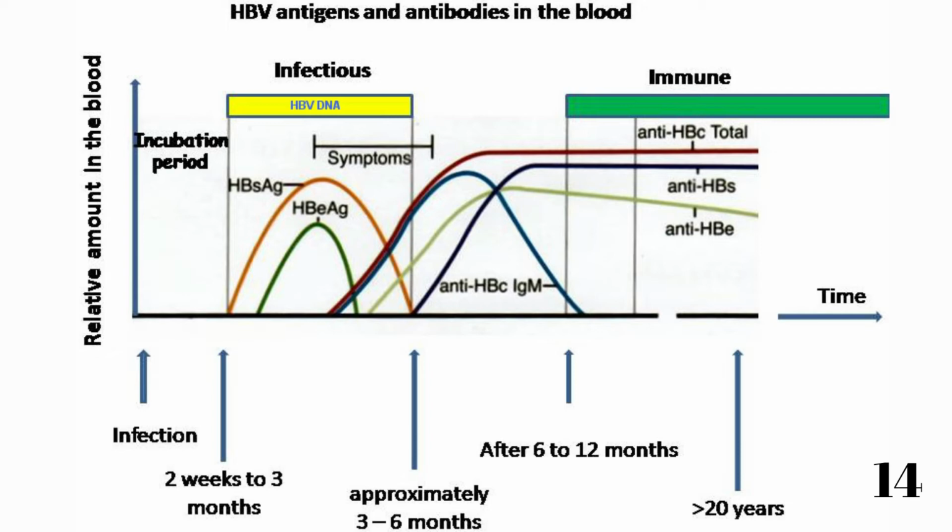We said the window period is the only time when hepatitis B surface antigen has disappeared and hepatitis B surface antibody is not yet detectable. So how can we know whether this patient has hepatitis B or not at this period? The only marker that can resolve this problem is hepatitis B core antibody IgM.